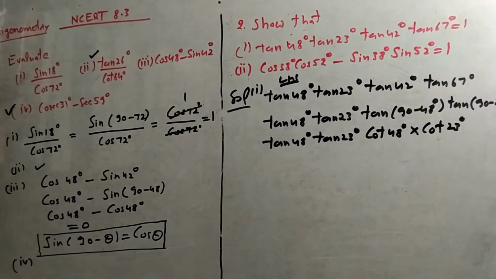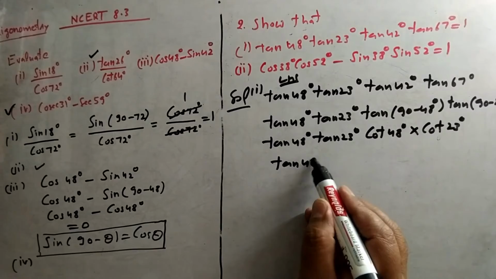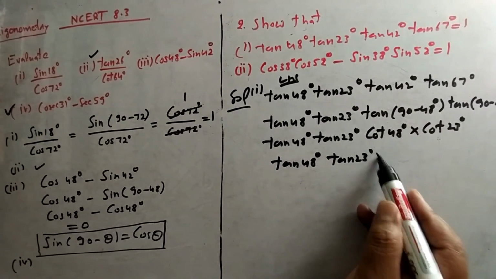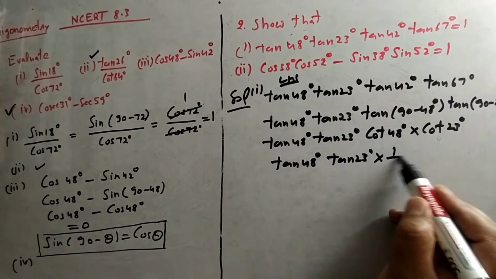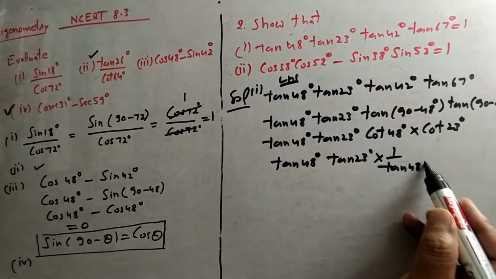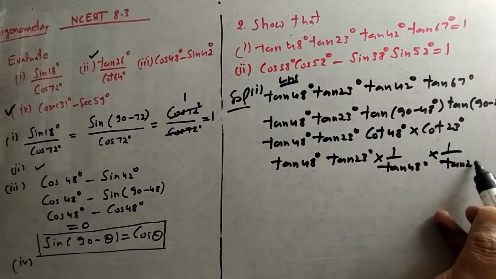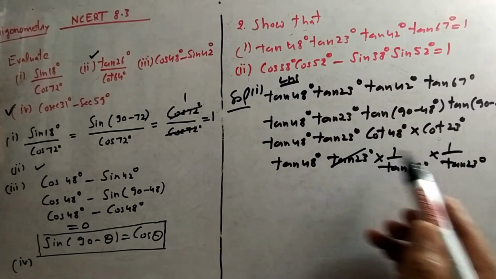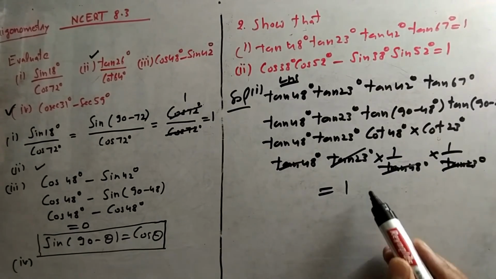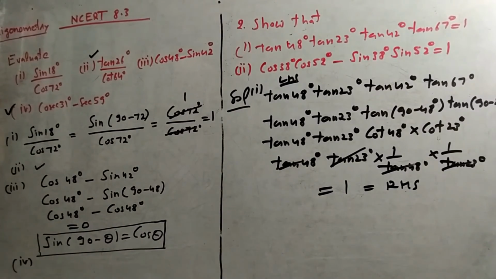Now you know this is tan 48, this is tan 23, and cot theta is the reciprocal of tan. So we get tan 48 times 1 upon tan 48, and here we get tan 23 times 1 over tan 23. Children, if you cancel this with this, and this with this, we get nothing but 1, and that is equal to the right hand side. So this is your question number 1.